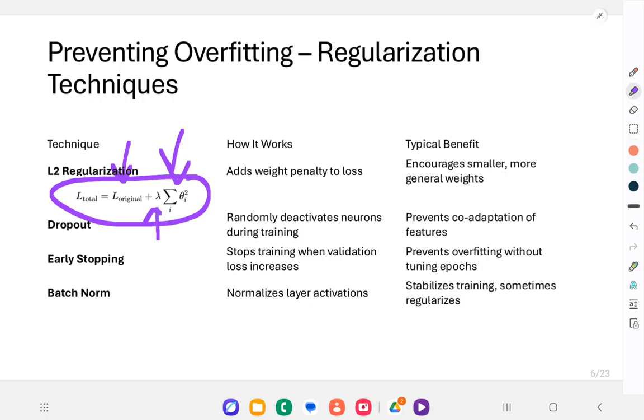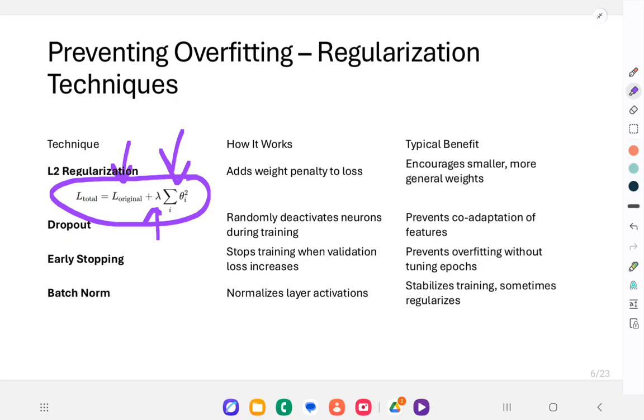This symbol right here, the lambda, lets us control how strong the regularization is. If it's too low, it has barely any effect. If it's too high, then the model will become very regularized, meaning it will become very simple and eventually underfit.